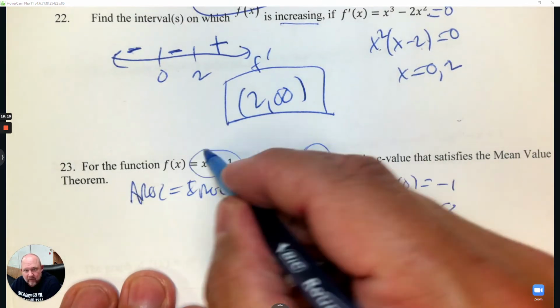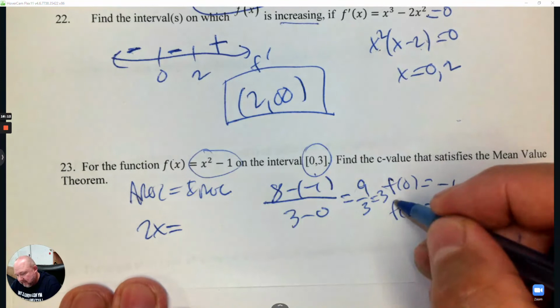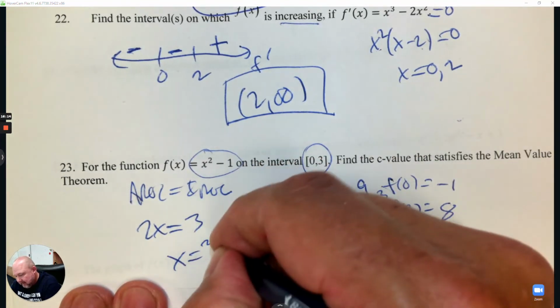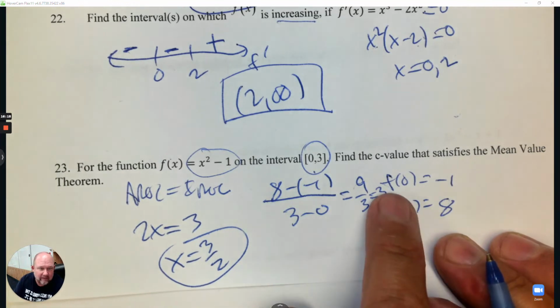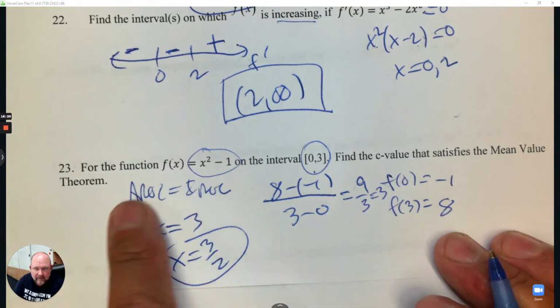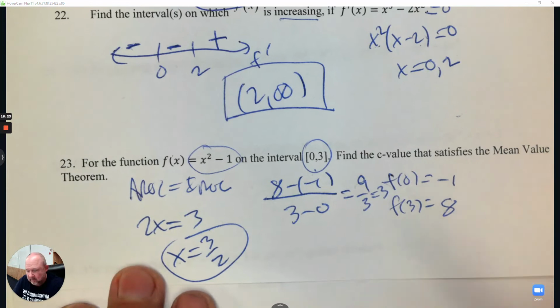Then take the derivative, which is 2x, make it equal to 3, and then solve it. So that's the c value. So you find the average rate, make it equal to the derivative, and then solve it. And that's in the interval, and we found the c value.